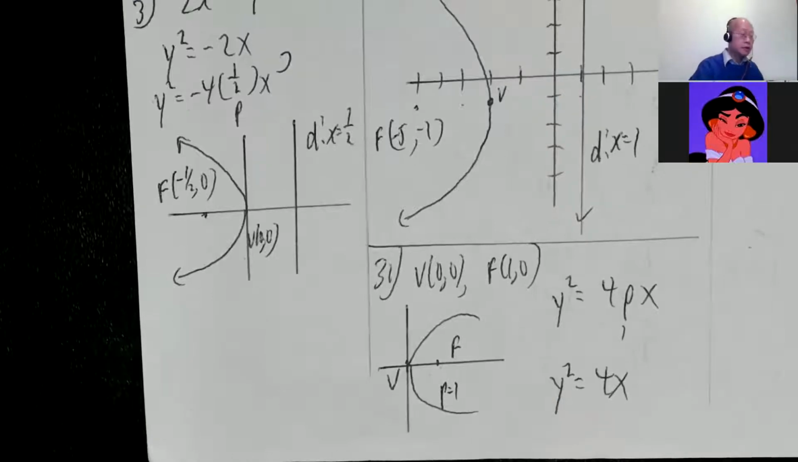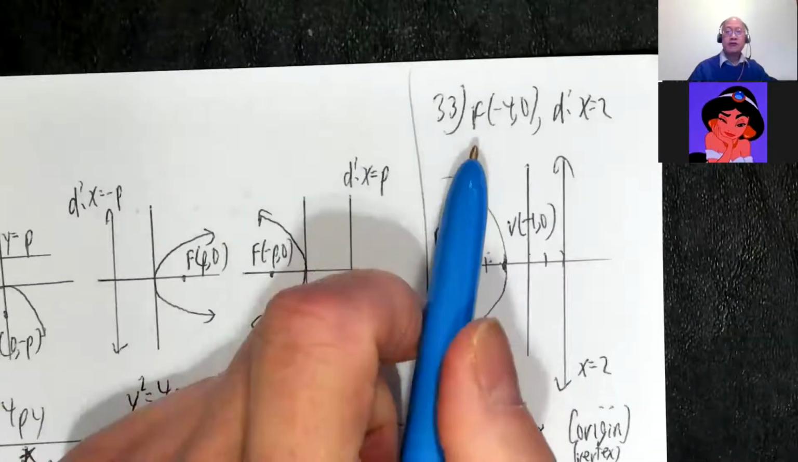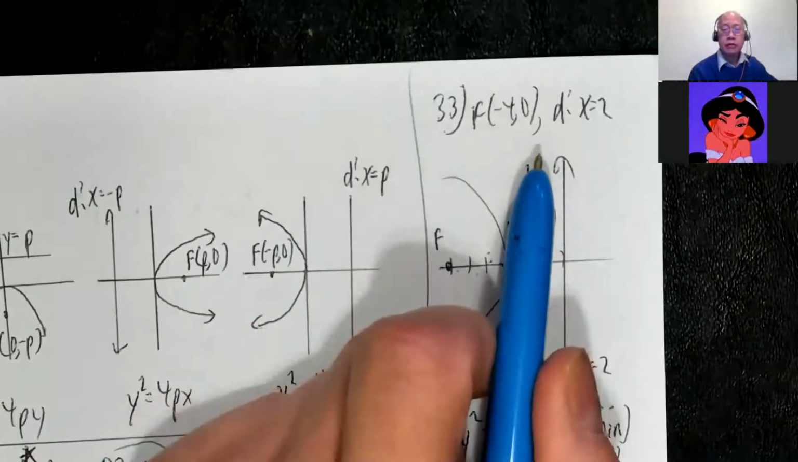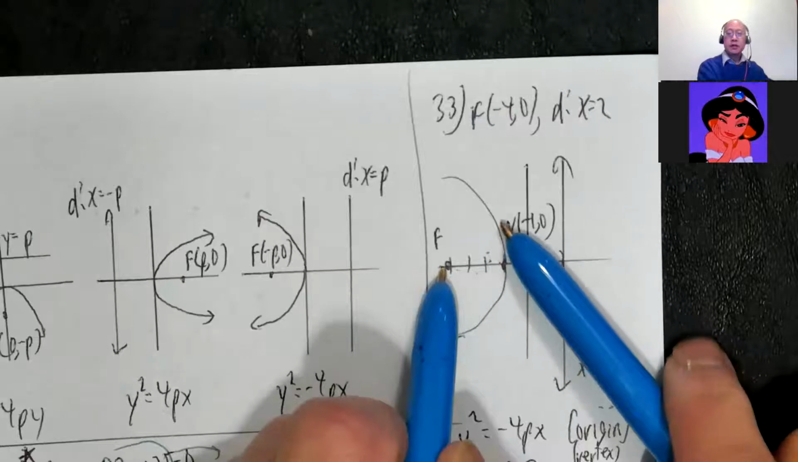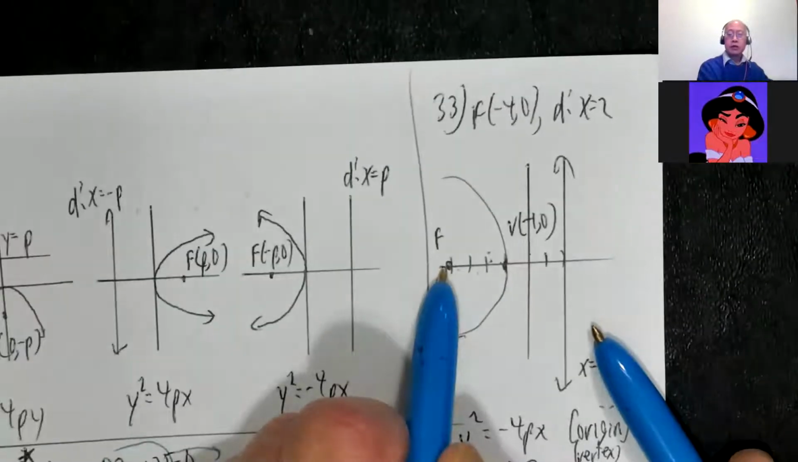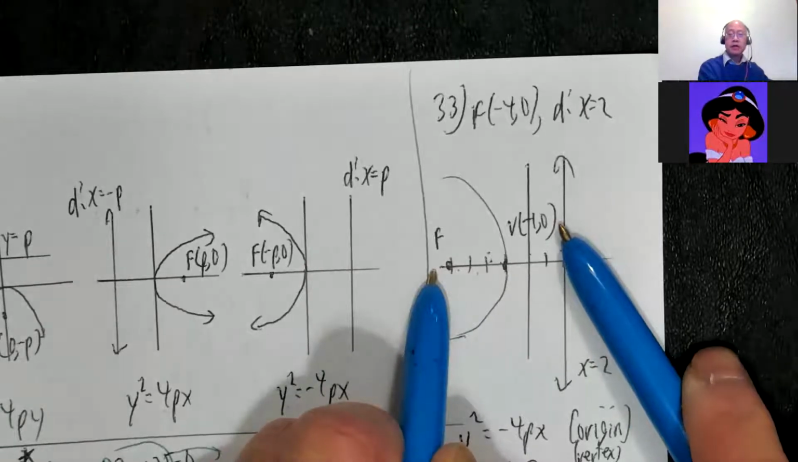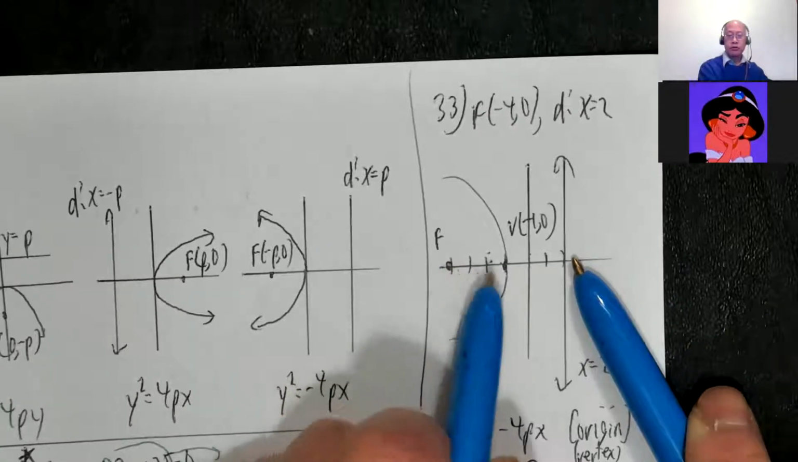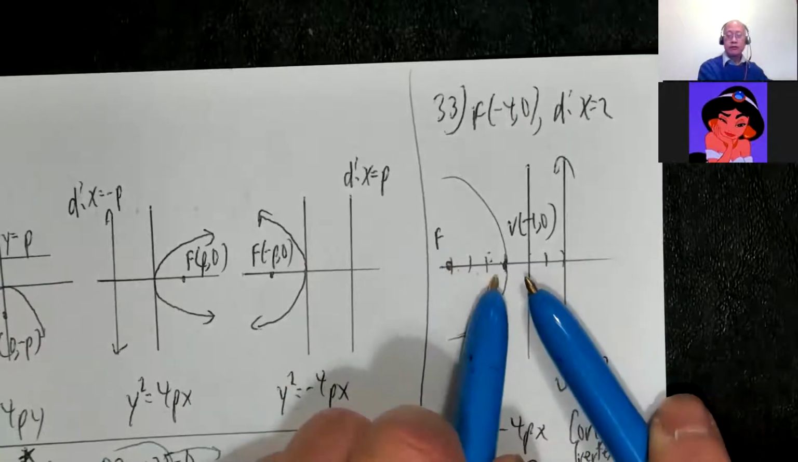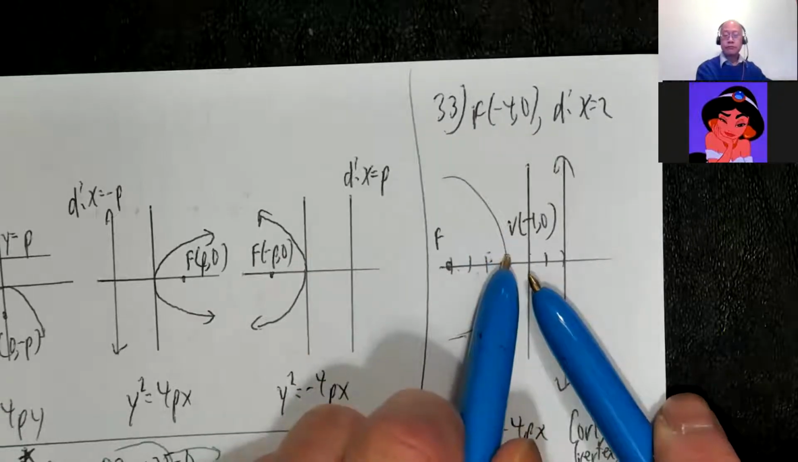All right, then 33. They're giving me the focus is -4, 0, and the directrix is x equals 2. Now I know the vertex is halfway between them. So what's halfway between -4 and 2? You just count over 1, 2, 3, 4, 5, 6. So I go 3 over, and this is my vertex. Vertex is -1, 0.